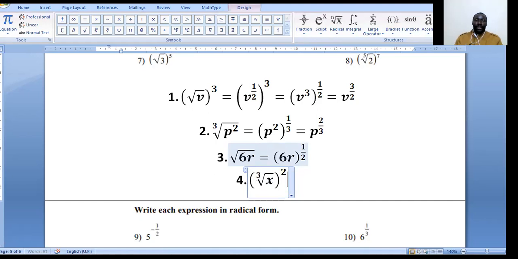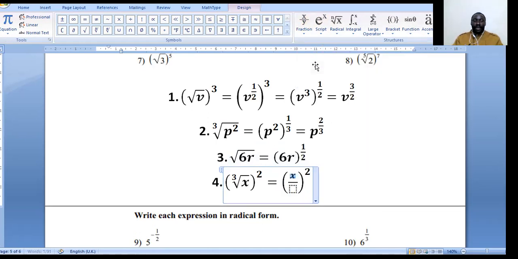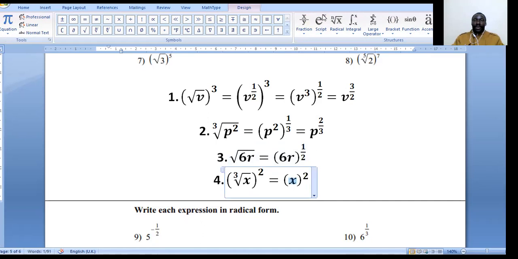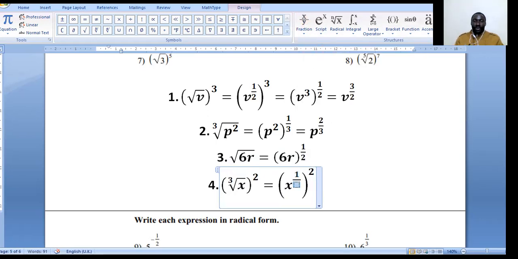So what is this supposed to mean? How do you write it in exponential form? Well, let's first simplify what is inside the bracket. BODMAS allows us to simplify what is inside the bracket first before we get out of the bracket. What is inside the bracket is the cube root of x. We can write this as x raised to power 1 divided by 3.